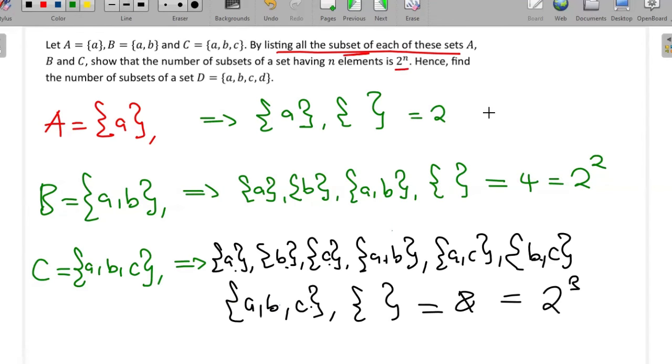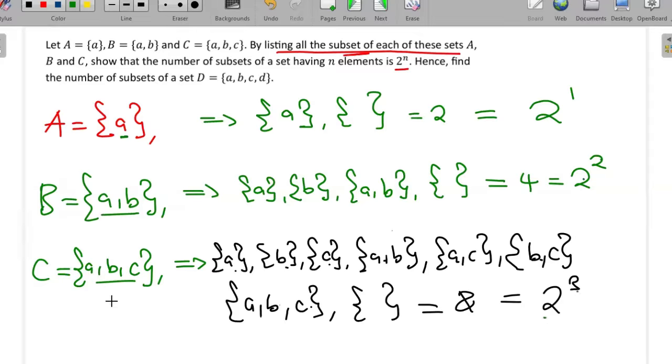We write it like this: 2 is equal to 2 to the power 1. So you can see that as the number of elements increases, the number of subsets also increases, and the power on the 2 is increasing. If I have one element, it will just be 2 to the power 1. If I have two elements, it will be 2 to the power 2. If I have three elements, it will be 2 to the power 3.